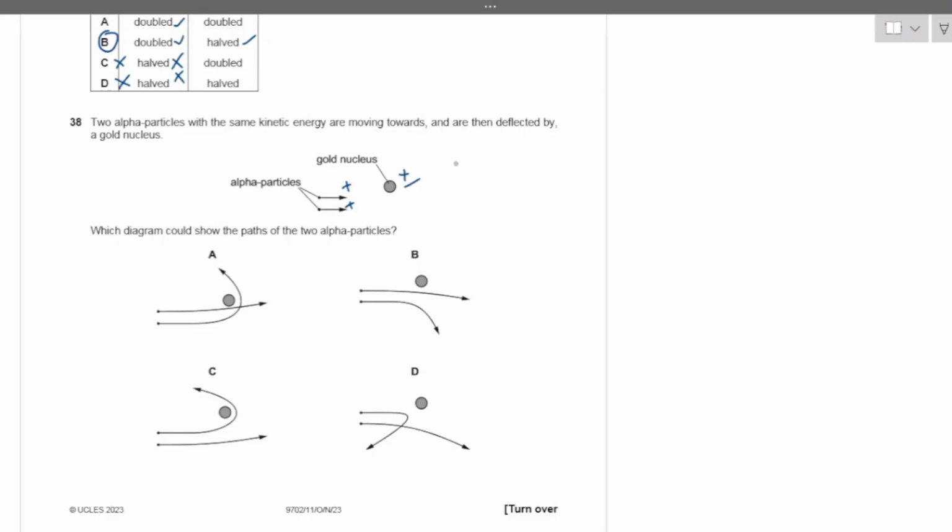So now we know we have like charges over here, and like charges always repel. So you can see over here it's trying to attract it. That's wrong. In option C as well, they're trying to attract it. Wrong. Why are they being attracted? They should be repelled. So let's look at B and D. Now in options B and D, it is showing which one is being repelled most and which one is being repelled less.